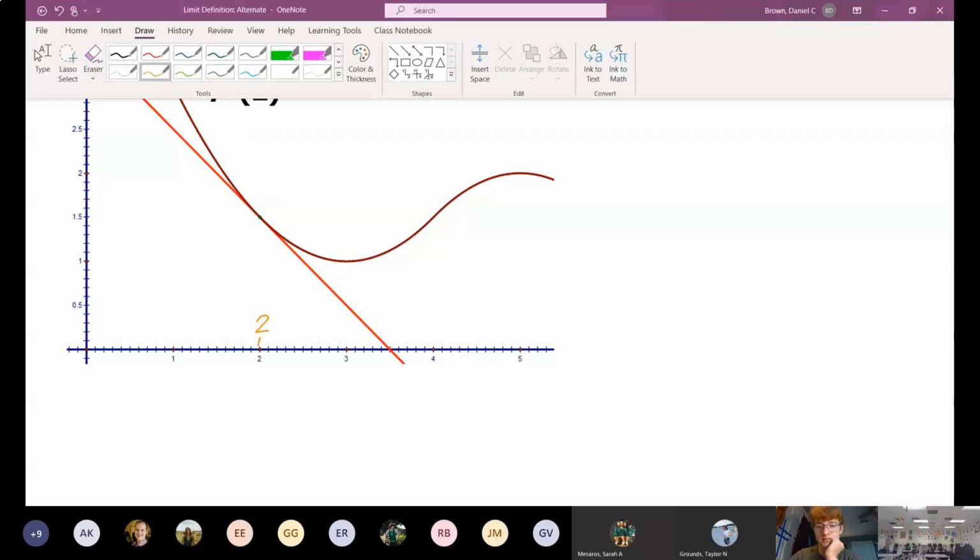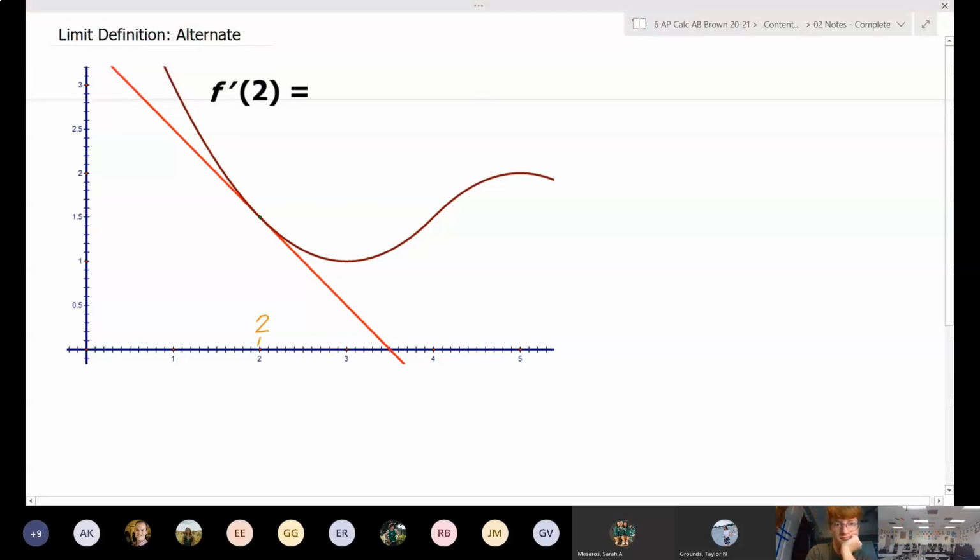And where the derivative comes from in the alternate definition is this equation. I'm going to write it down first and then explain it. It's going to be the limit as x goes to 2 of f of x minus f of 2 all over x minus 2. And you might look at that and you're like, Mr. Brown, that looks very familiar.